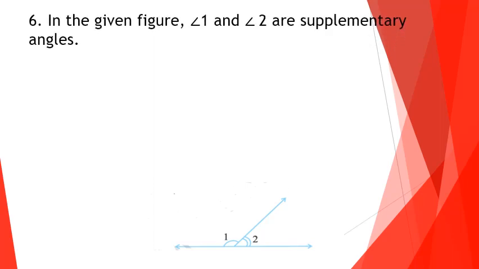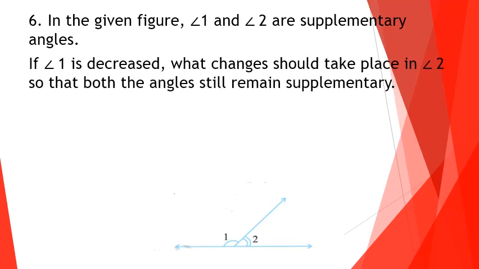Next, question number 6. In the given figure, angle 1 and angle 2 are supplementary angles. If angle 1 is decreased, what changes should take place in angle 2 so that both the angles still remain supplementary? Look at the figure given here. Angle 1 and angle 2 are supplementary, meaning if we add angle 1 and angle 2, we will get 180 degrees. And in the figure, angle 1 is an obtuse angle and angle 2 is an acute angle.